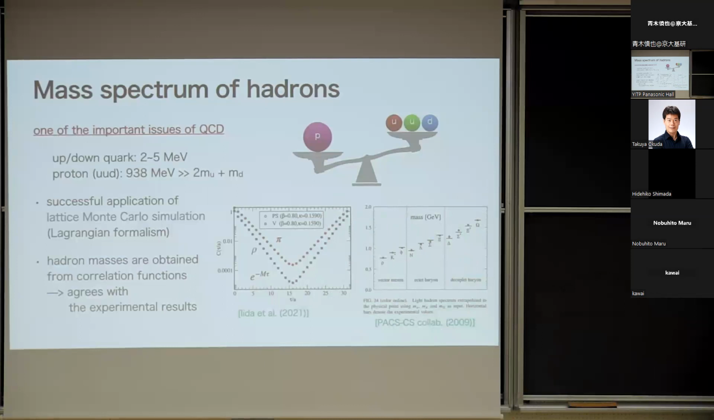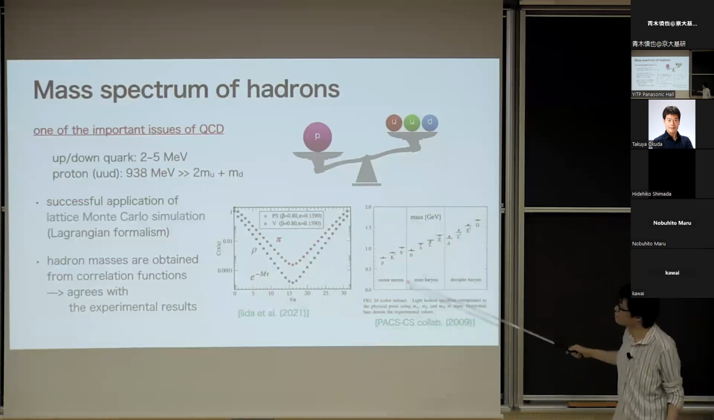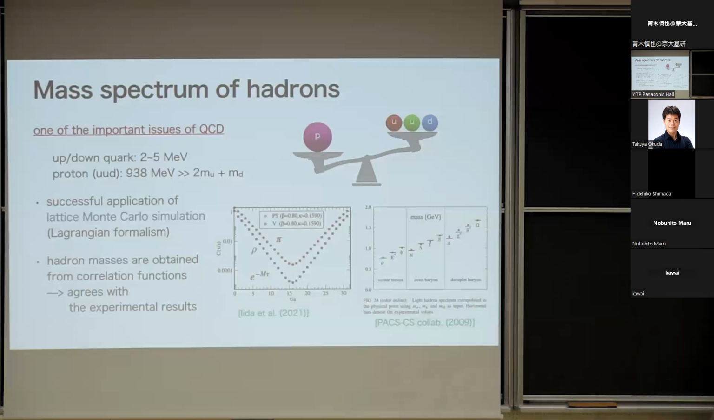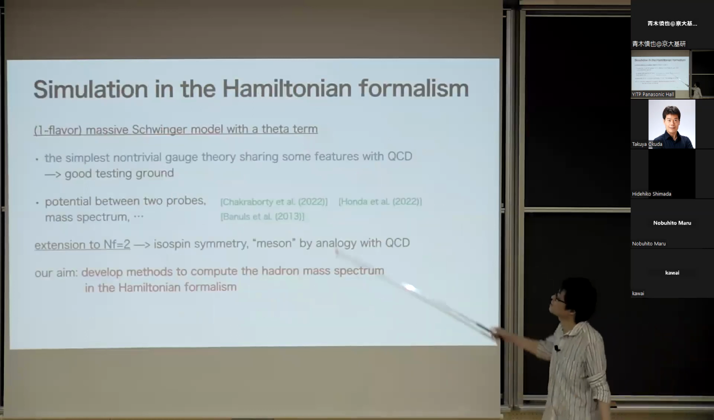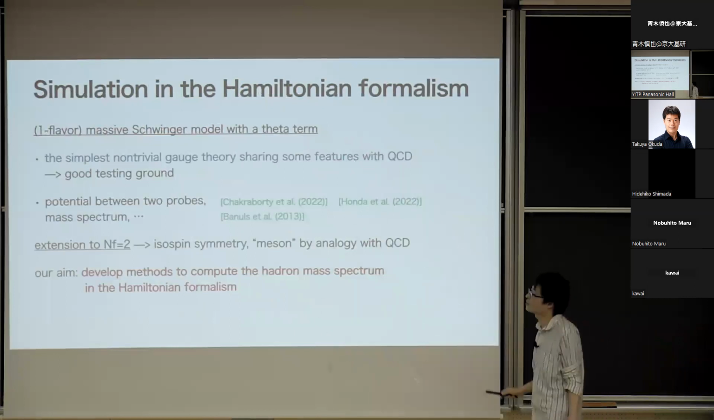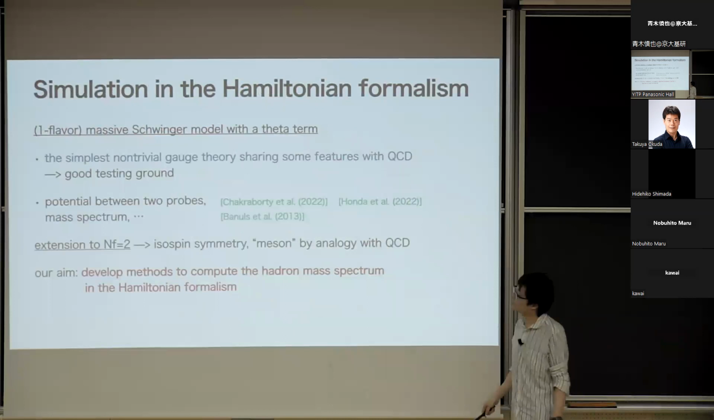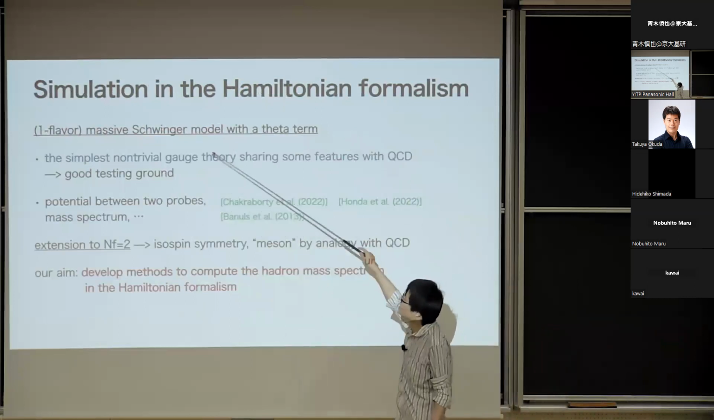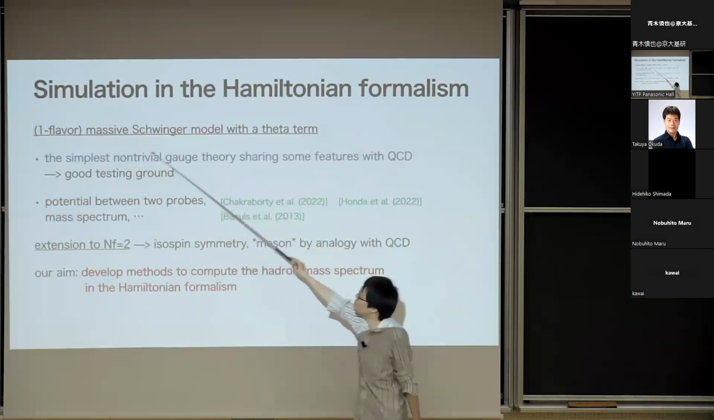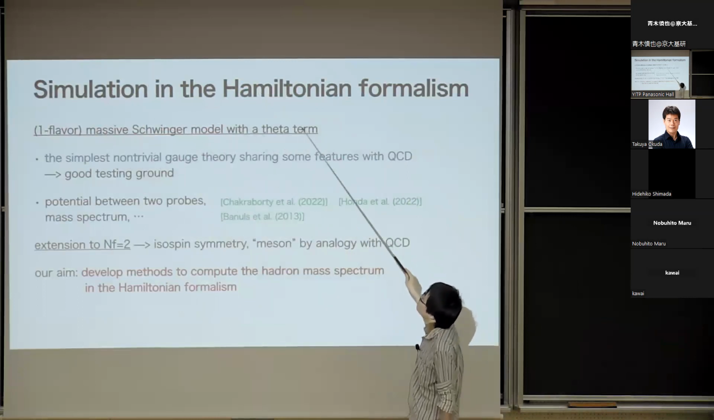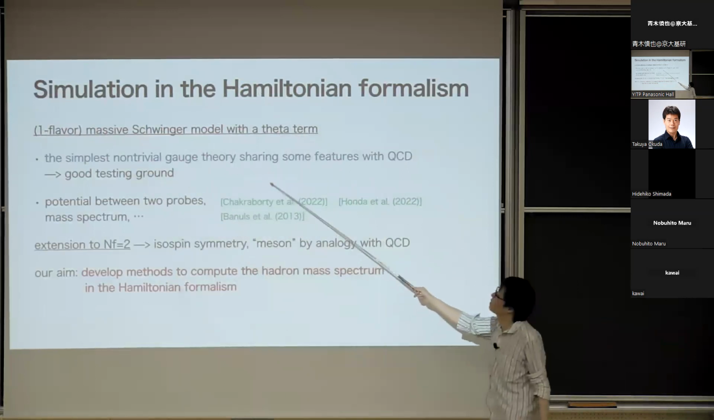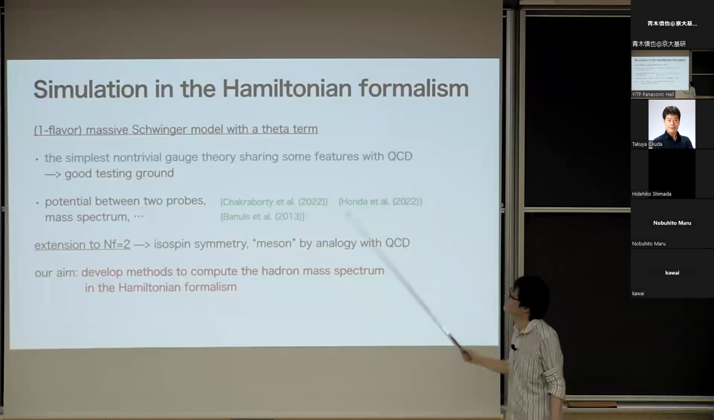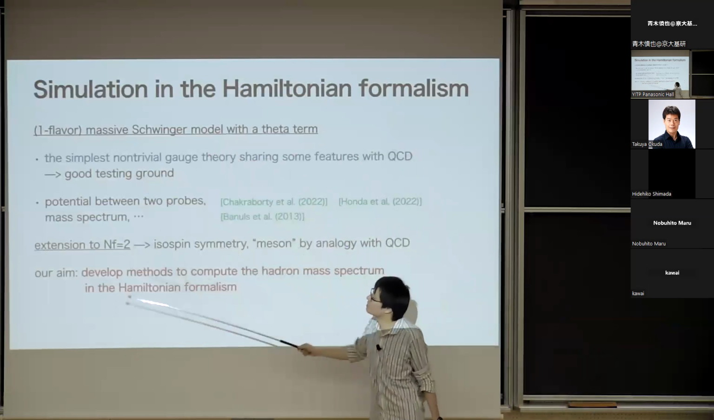Okay. So this is some interesting example of non-perturbative effect of QCD. So we want to study this kind of thing in the Hamiltonian formalism. Let me show the current status of the Hamiltonian simulation of quantum field theory. One of the popular models is the one-flavor Schwinger model, possibly including the theta term. This is because this model is the simplest non-trivial gauge theory which shares some features with QCD.